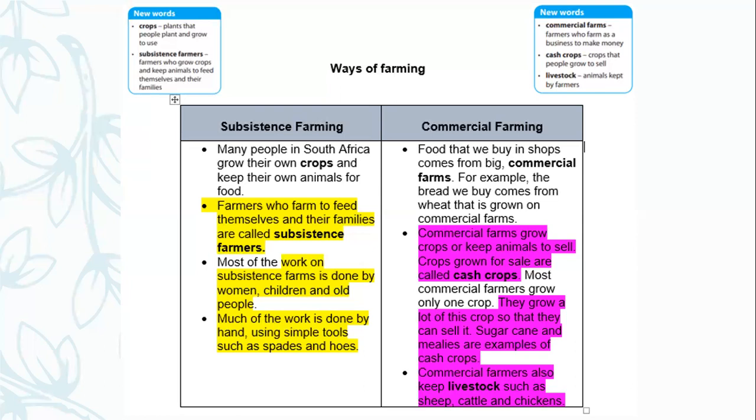So, for example, the cows would be livestock, meaning that they are animals kept by farmers. Those cows would then be slaughtered, sliced up into many different pieces and then sent out to the supermarkets, which we in turn just buy from our Checkers or our Pick n Pay. All right. Now, a subsistence farm is a very small farm. They only farm what they need, and they have different types of crops within that farm. All right, boys and girls, I hope everyone does understand.